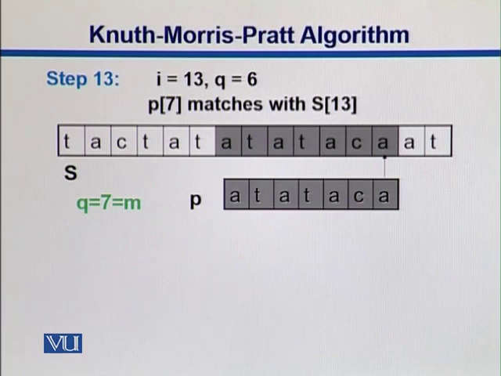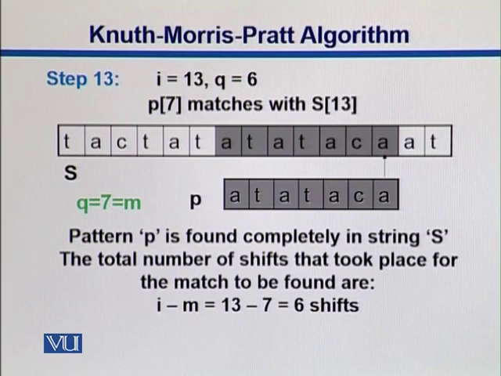So what to do next is print out that pattern P is found in S. And the total number of shifts it takes is 13 minus 7, 6 shifts. And at what location it is present, if you look into the algorithm, that was i minus m plus 1. So that is 13 minus 7 plus 1, which is equal to 7. So we have found the pattern at position number 7.